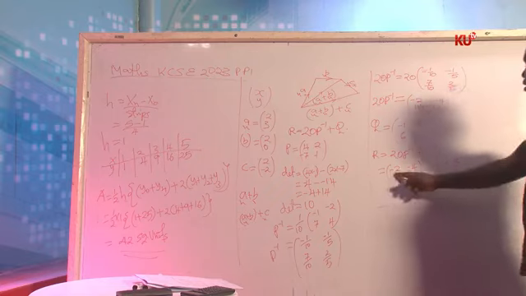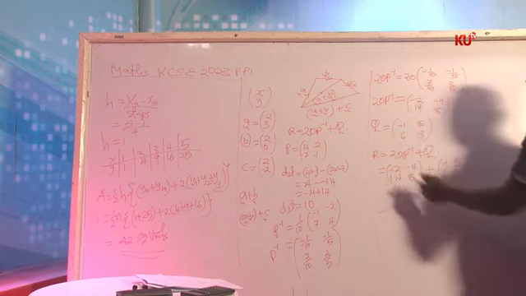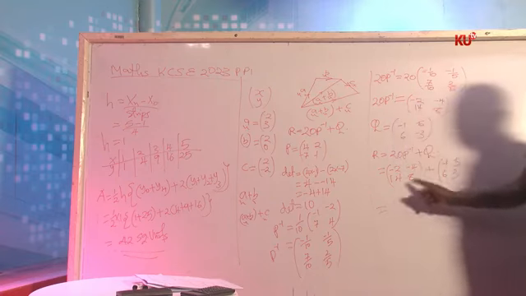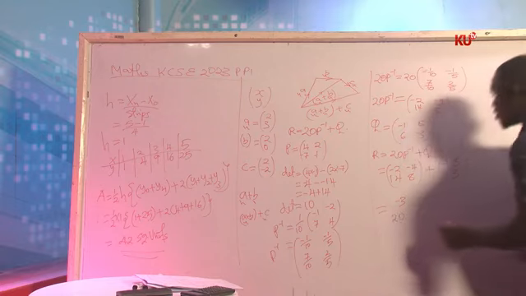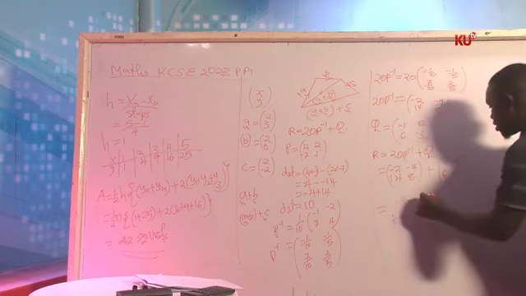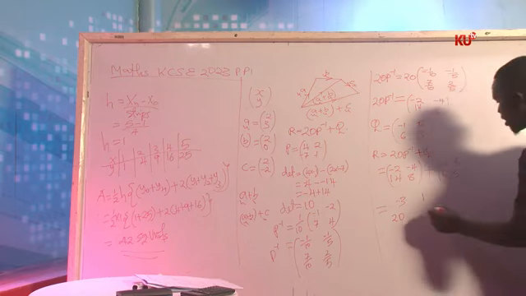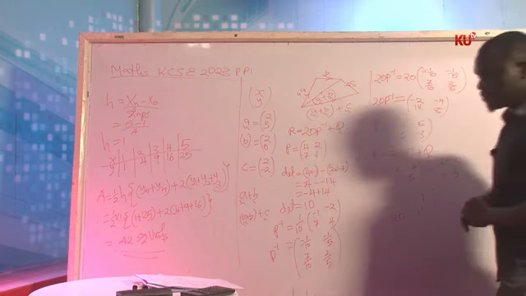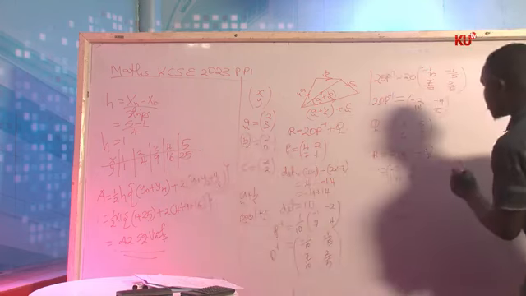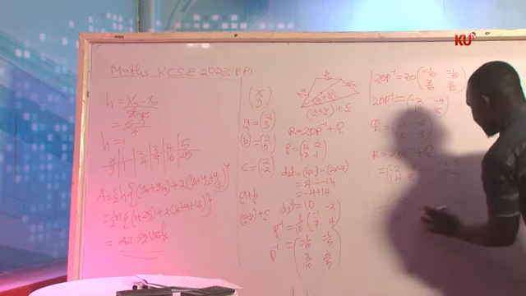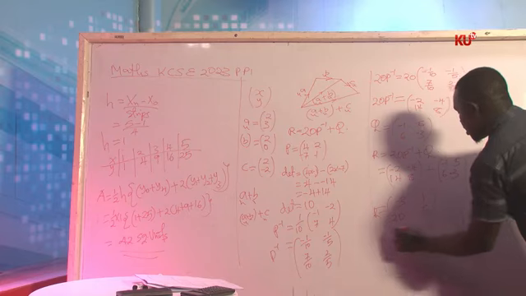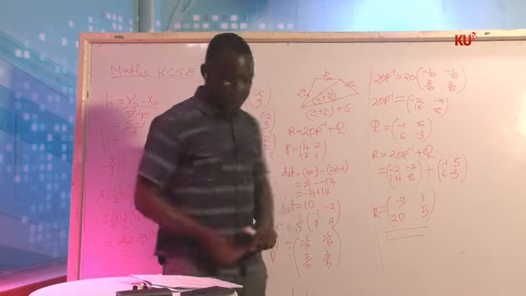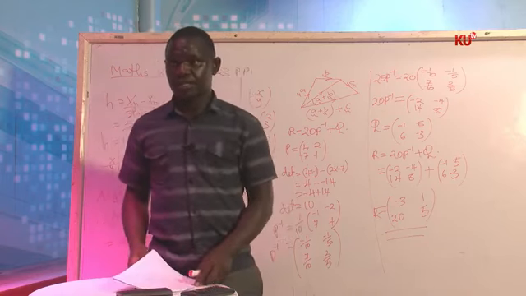How do you add matrices? You add the corresponding positions. So negative 2 plus negative 1 becomes negative 3. 14 plus 6 becomes 20. Negative 4 plus 5 becomes 1. 8 plus negative 3 should be 5. So that is your matrix R.